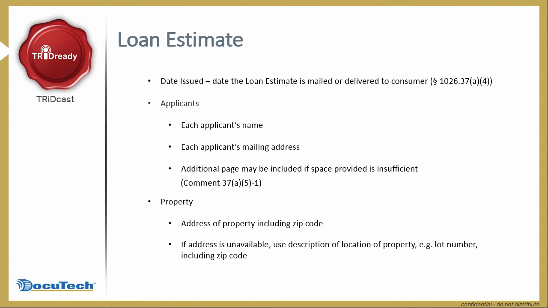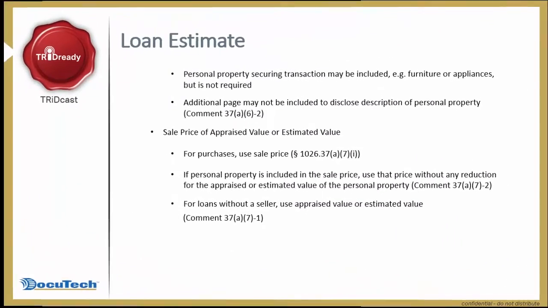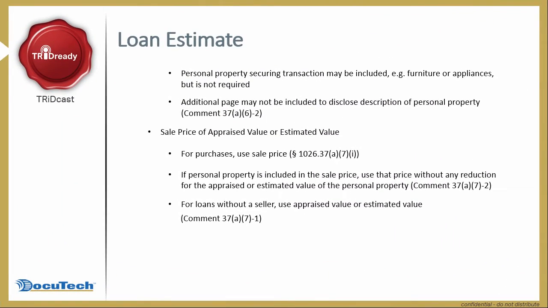Now, there could be circumstances where there is personal property that's also securing the transaction, and you could also include that personal property in this property description area. However, that's not required. And one thing to pay attention to is that you are not permitted by the rule to add an additional page to include other items of personal property if you don't have enough space. However, you are permitted by the rule to add an additional page if you need to disclose the addresses of additional properties.